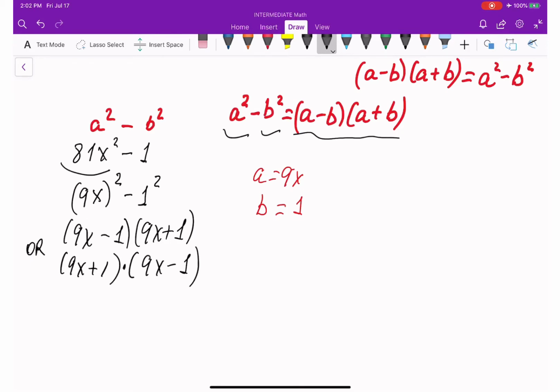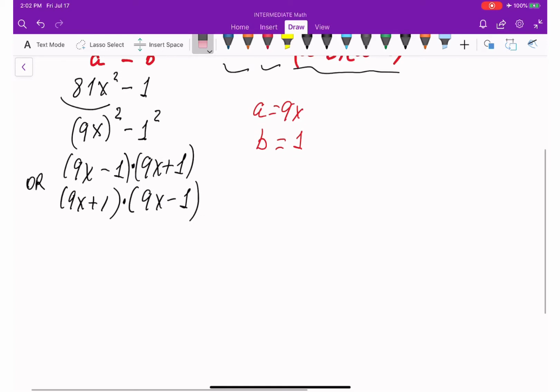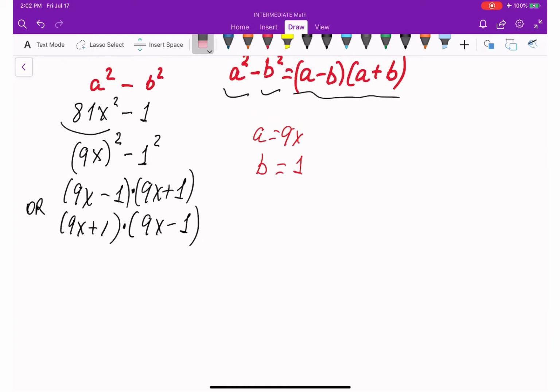Why? Because it's multiplication between them. Again, as I mentioned in my previous video, 3 times 2 or 2 times 3, does it make any difference? Absolutely not. So it doesn't matter which one you put first. So we get 81x squared minus 1 is equal to (9x plus 1)(9x minus 1).